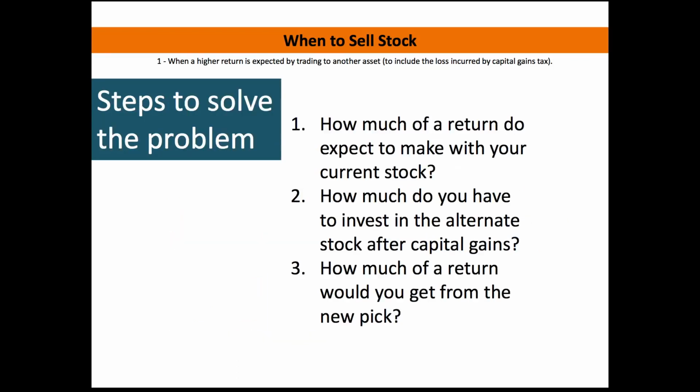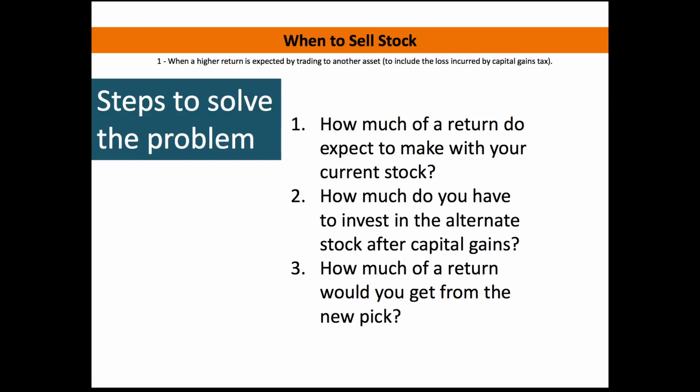Okay, so how we're going to solve this problem is a 3-step process. First, step 1, how much of a return do we expect to make with our current stock? If we continue to hold XXX for the next 10 years, what is that money going to turn into? That's our first question that we have to answer. The second question we have to answer is, how much do I have to invest in the alternate stock after I pay the capital gains tax? Because once we know that, then we know how many shares we can buy, and then we can estimate how much it's going to be.